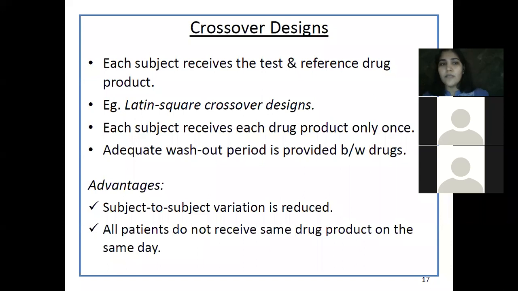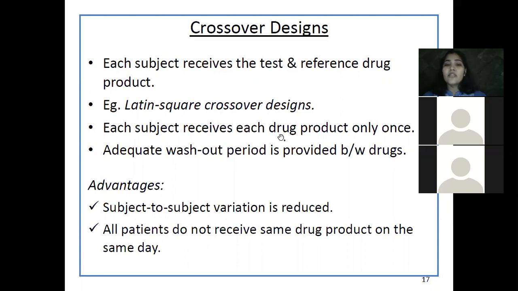So vice versa. It depends on that. Each subject receives the test and reference drug product, so both of them will be receiving it either in period 1 or period 2. The Latin square crossover design is the statistical method through which we determine which subject will be getting which drug in which period. Basically it's a statistical design invented for the randomization of subjects in the crossover design.